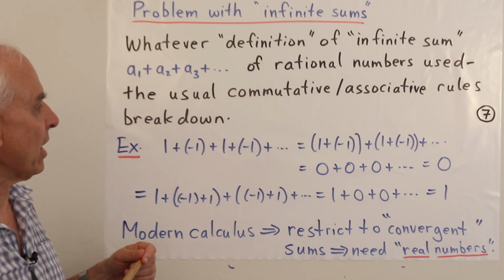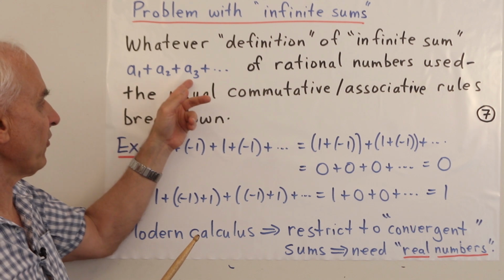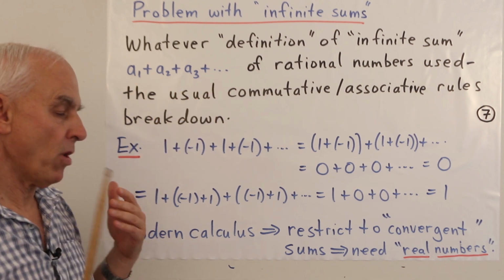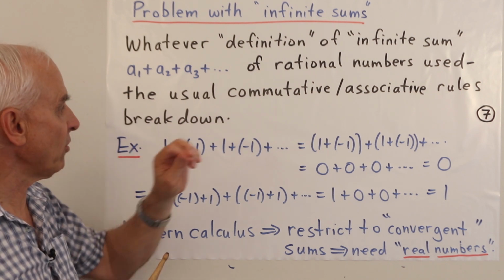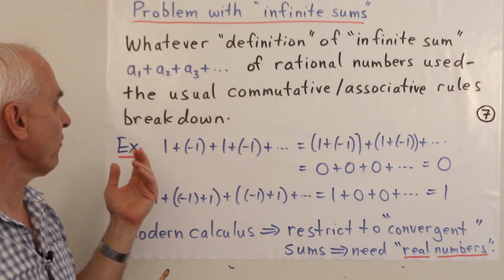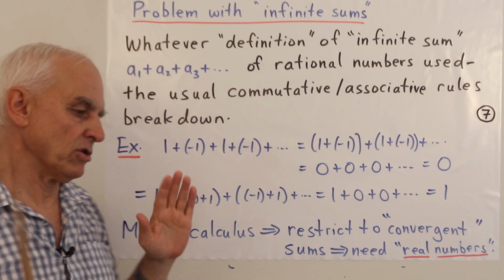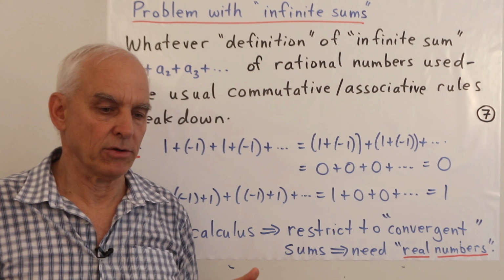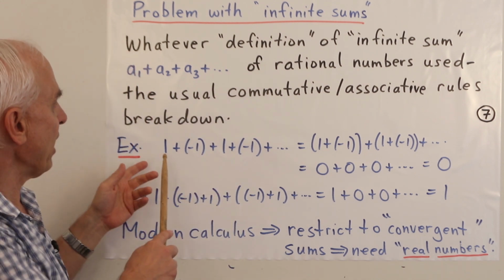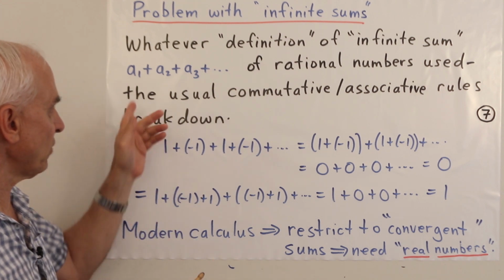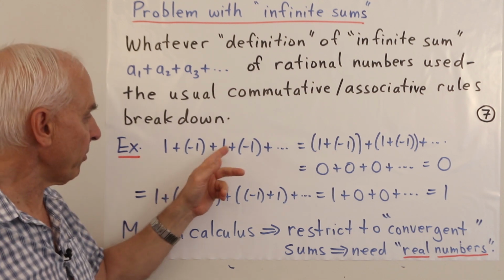But this is really a problematic thing, trying to define an infinite sum a1 plus a2 plus a3, etc., of rational numbers. One of the key problems is that if you try to do this in a consistent way, you'll find that the usual commutative and associative rules break down. Here's a great example which goes back to the 17th century. It was already well known to Leibniz and the Bernoullis. Suppose you have a relatively simple sum where each of the constituents is just 1 and minus 1. So 1 plus minus 1 plus 1 plus minus 1, etc.